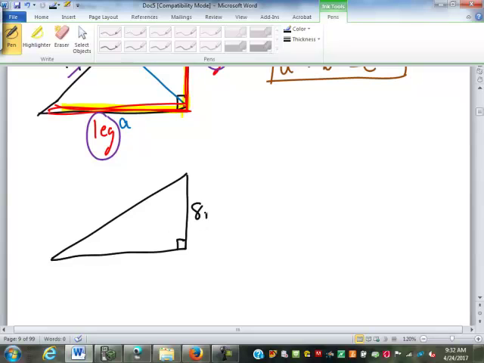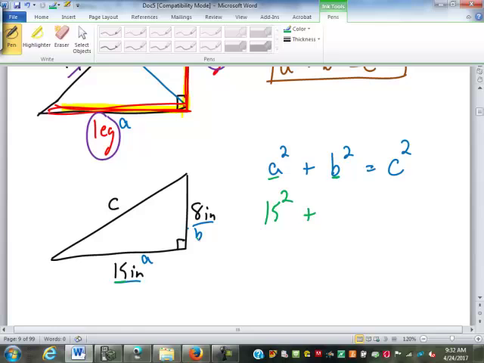So let's say that this here is 8 inches, and this is 15 inches. I want to find side C. So obviously these two, the 8 and the 15, are legs. One of them is going to be side A and one of them is going to be side B, and it really does not matter which one. I'm going to call this one A and this one B. So I typically write out my formula. A squared plus B squared equals C squared. And then I fill in my numbers. A is 15, so that's 15 squared. B is the 8, so that's 8 squared, equals, well, C is what I'm looking for.